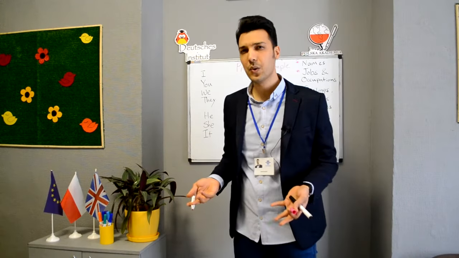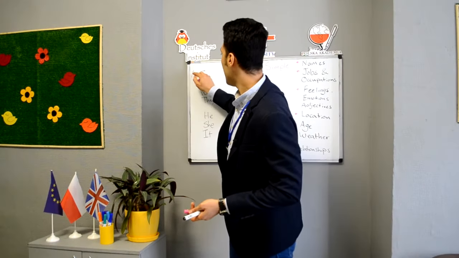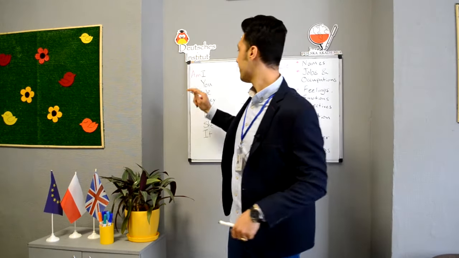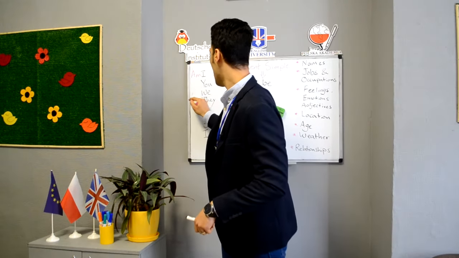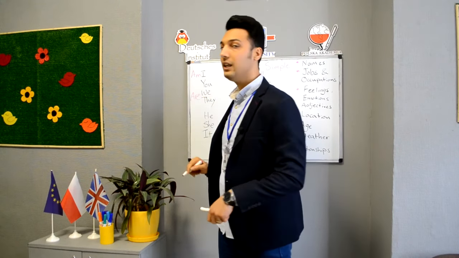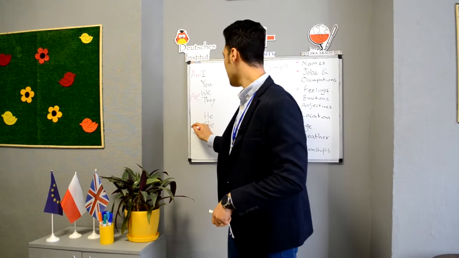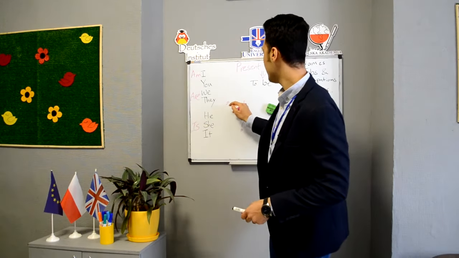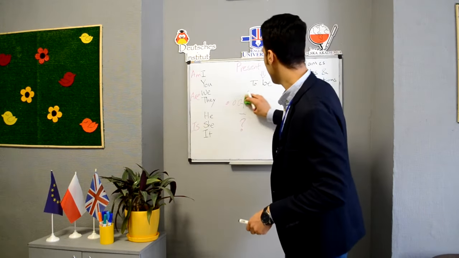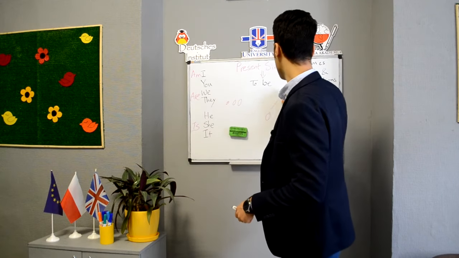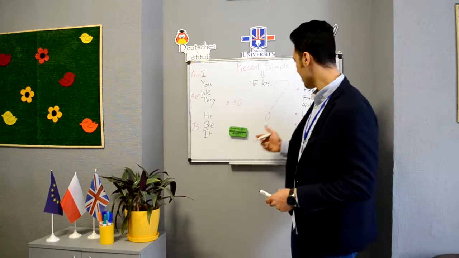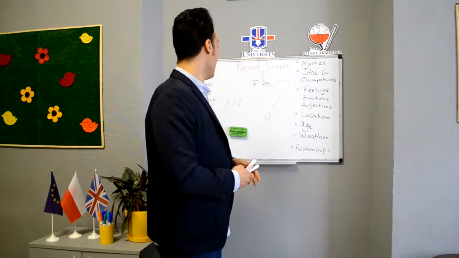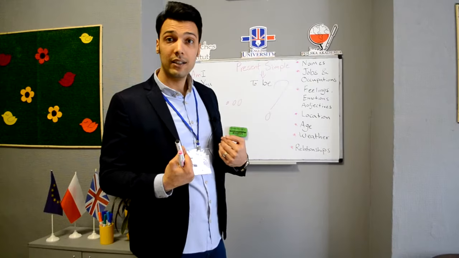How do we make yes-no questions? We put the verb be before the subject. Am I, are you, are we, are they, is he, is she, is it. After that, we have the rest of the sentence and, of course, a question mark. It's not a beautiful question mark. No problem. So, am I a teacher?